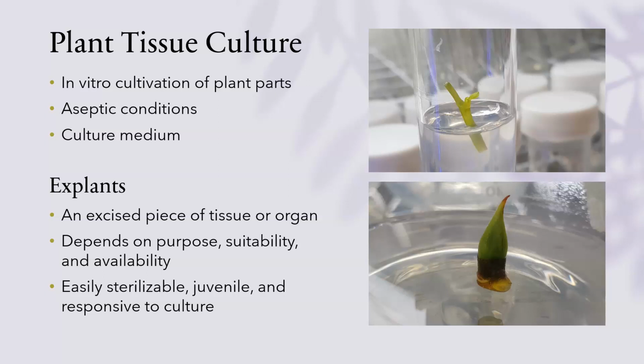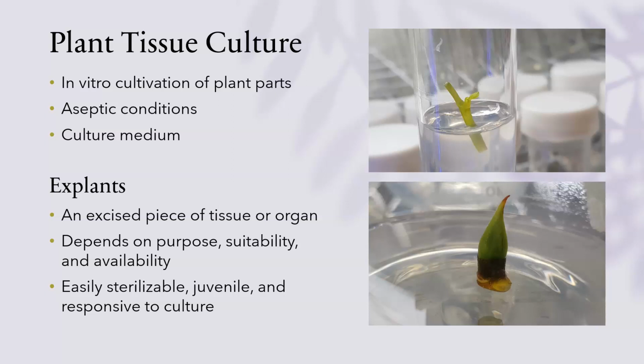The explants can be taken from many different parts, including portions of leaf, stems, roots, cotyledons, embryos, and many types of matured cells. However, the selection of an explant largely depends on the purpose of doing tissue culture, suitability of an explant for initiating cultures, and availability of an explant.